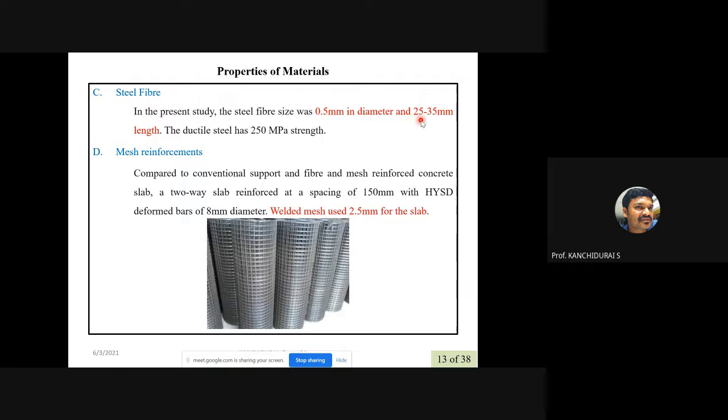The steel fiber is 0.5 mm steel fiber. It has 25 to 35 mm length, and the ductile material has a yield strength of 250 Newton per mm squared for the steel fibers. And the mesh reinforcement is typical, locally available welded wire mesh. It is 2.5 mm thickness with 150 mm spacing, with HYSD. So I have used HYSD bars, 8 mm bars, as well as the welded wire mesh.